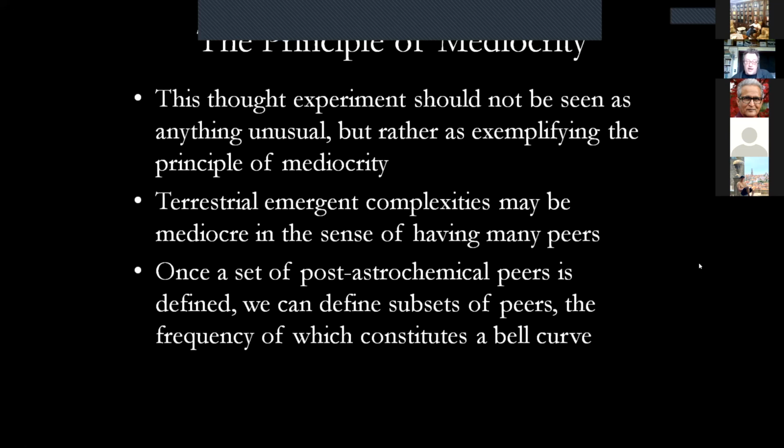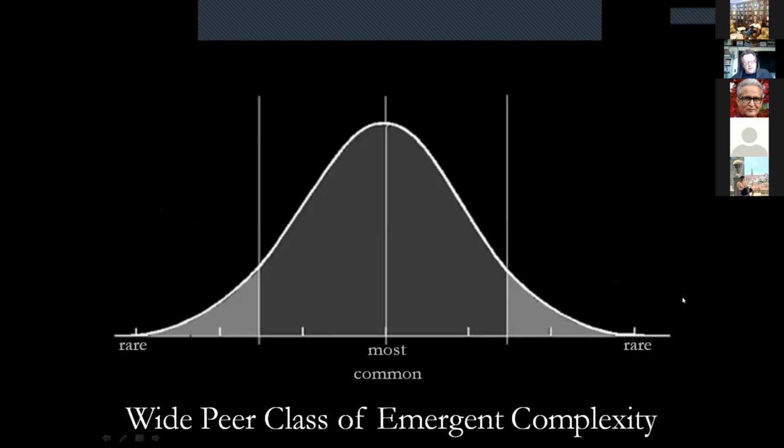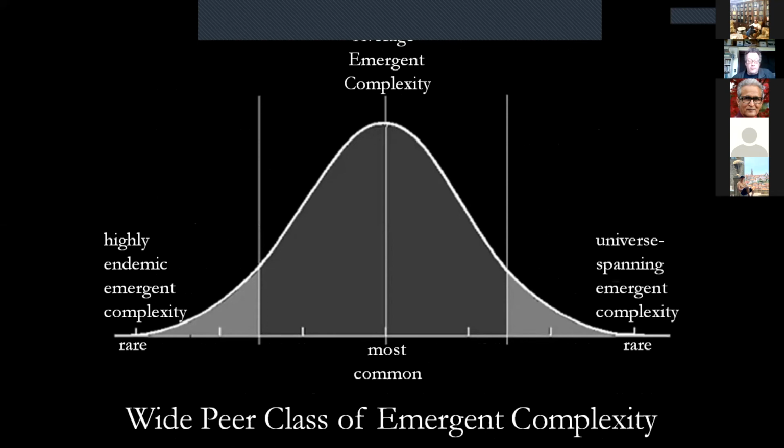So once we have a set of post-astrochemical peers defined, we can define subsets of the peers, and probably it's going to define a bell curve. If we take what I call a wide peer class of emergent complexity in the universe, right now we're on the left side, the highly endemic emergent complexity. We only know ourselves on Earth. Like I said, we can only observe our emergent complexities on Earth. Though if our civilization develops and doesn't collapse, we may become a more average emergent complexity in the bump of the bell curve, or maybe we'll become a universe-spanning emergent complexity. But we don't know ultimately where we're going to be on this bell curve, and we don't know where other emergent complexities are going to be on this bell curve.